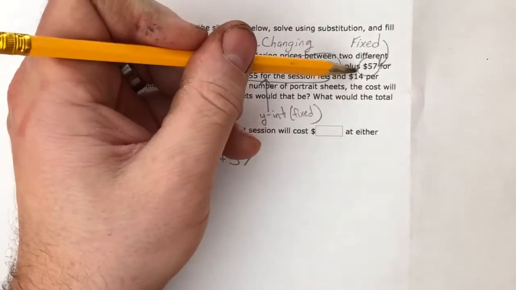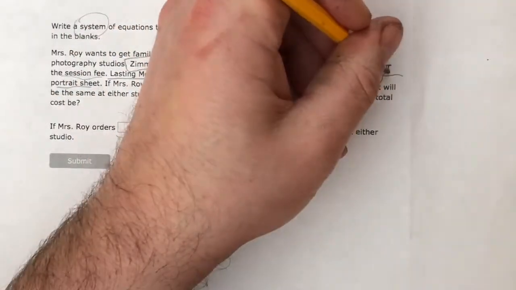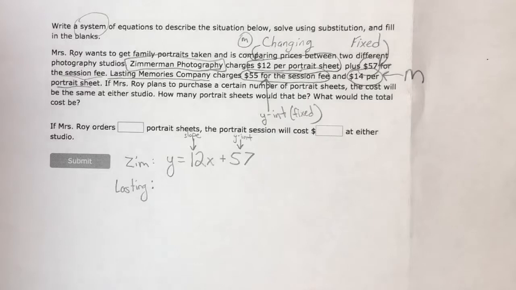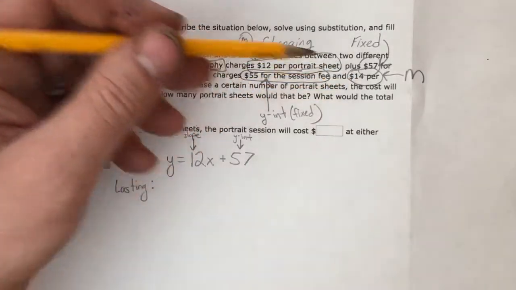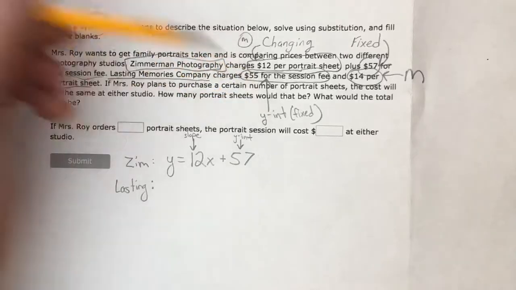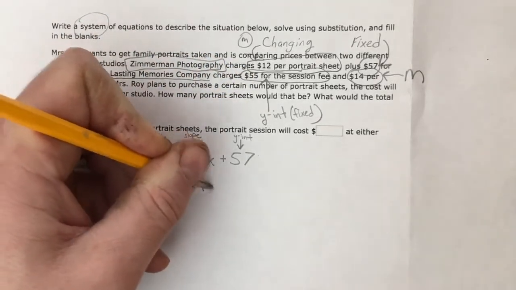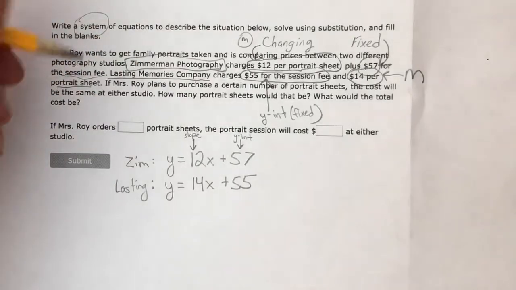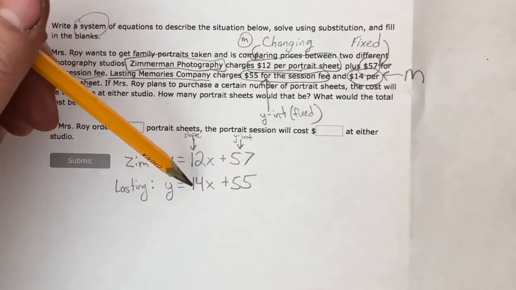The $14, you'll notice it says 14 per portrait sheet. This $14 is our M value. That's going to be our slope here. So again, it's $14 for the M and then $55 for the y-intercept. So your equation is 14x plus 55. This tends to be the hardest part, writing these two equations.